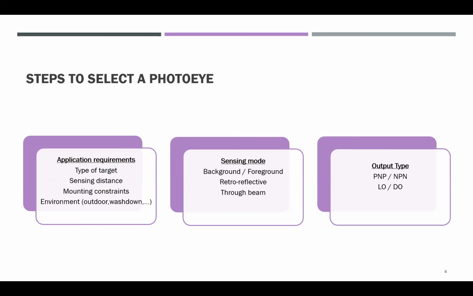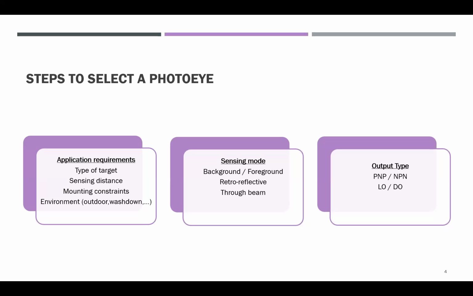Now, let's get into the steps or some factors which help us determine what exact photo eye will be needed for an application. The first most important thing is to get to know the application and get the requirements. When we talk about requirements, there are a few things. For instance, what type of target are we looking at? Is it a black object? Is it a shiny bottle or shiny cap or transparent material bottle or something which is highly glossy? Things like that. Based on that, we'll decide which sensor family and sensor principle we have to go with.